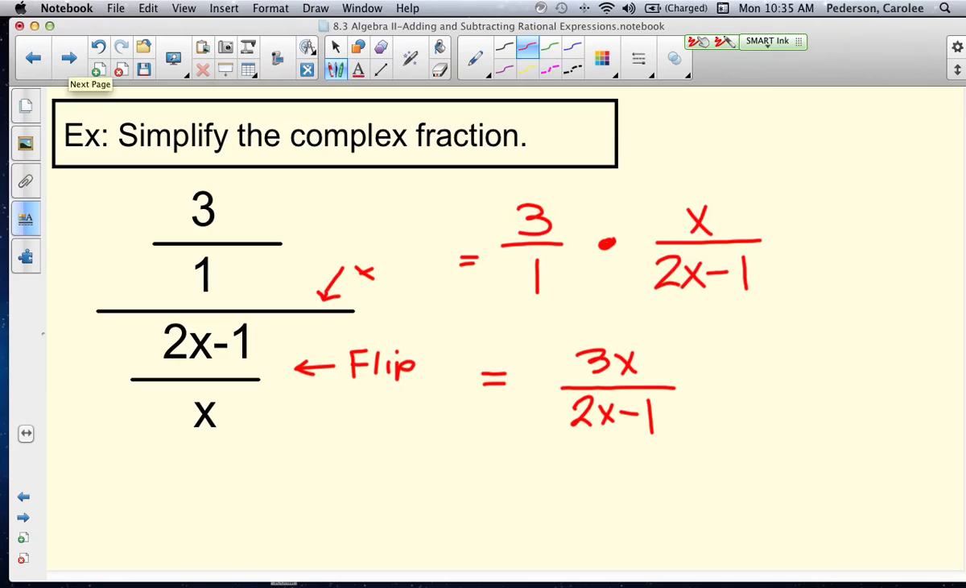Please don't make the mistake of trying to cancel those x's. They are not able to be canceled because you have a 2x minus 1. There's not a multiplier there. So that is your final answer.